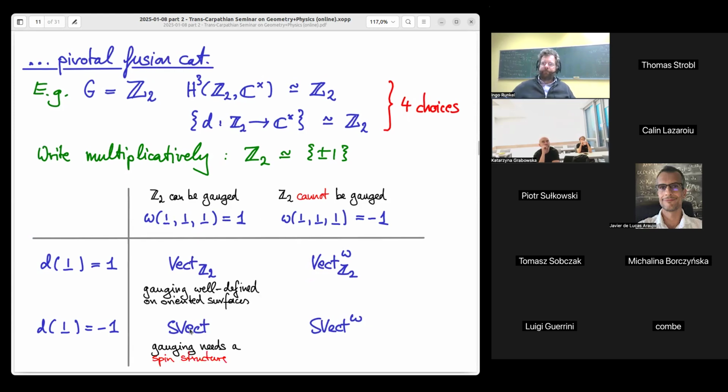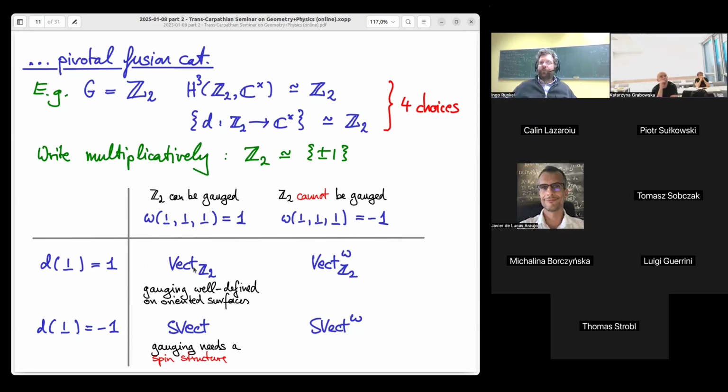Whereas whether you are in this or that situation again has some interesting geometry hiding behind it. If you start from a theory defined on oriented surfaces, and if you gauge this Z2 symmetry described by Vect Z2, by that pivotal fusion category, then the gauge theory is again defined on oriented surfaces. But if your pivotal fusion category is SVect, well, then the gauge theory needs more information to be well defined. You're gauging your Z2 symmetry, but in order for that to be well defined, you need a spin structure on your surface.